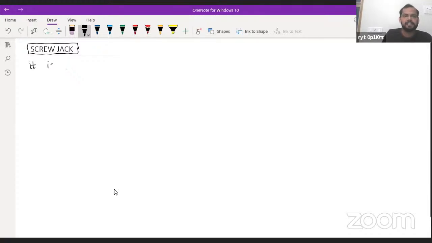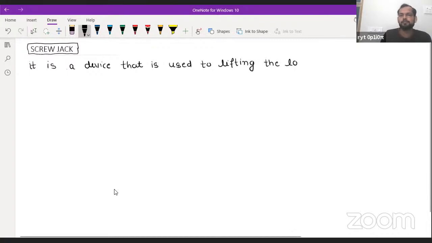It is nothing but a device that is used for lifting the loads with the help of a small effort applied at the end of a lever.